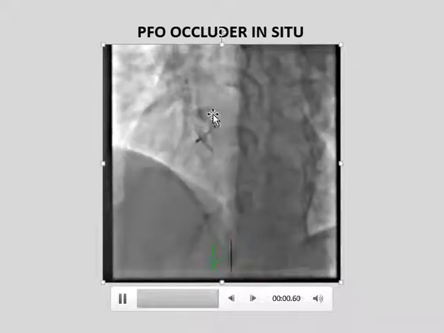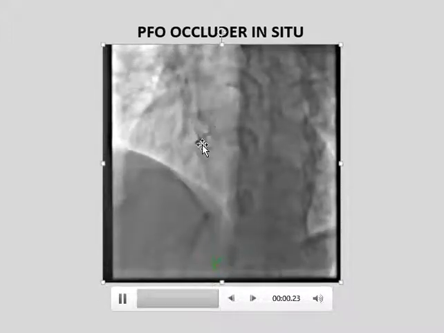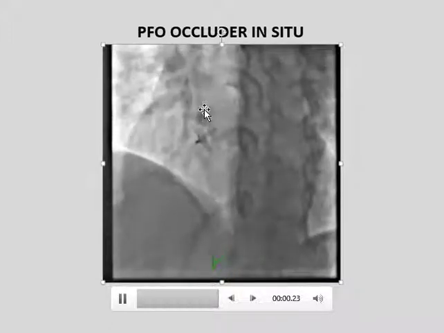You can see one side of that disc fits in the left atrium and the other one in the right atrium. And platelets adhere to the nitinol mesh and eventually lead to re-endothelialization of the entire structure, so you have smooth covering of that pre-existing hole in the heart.